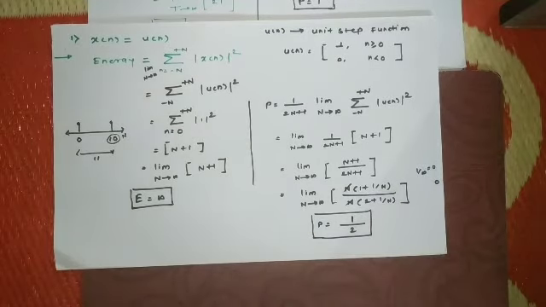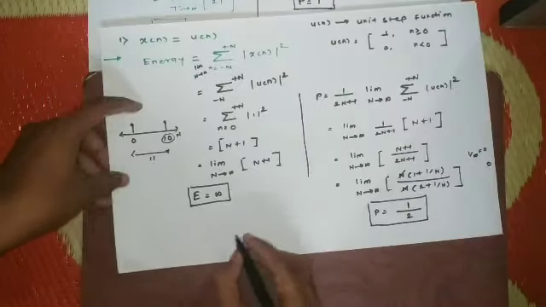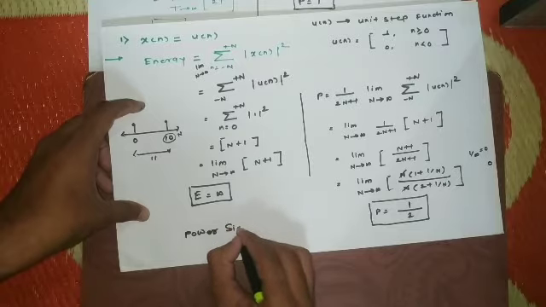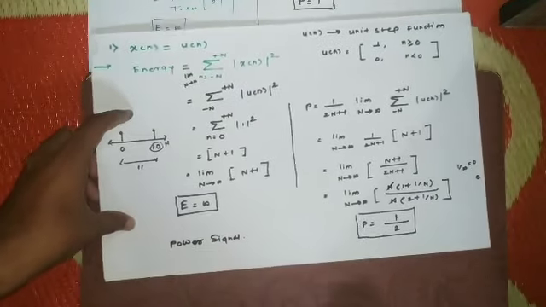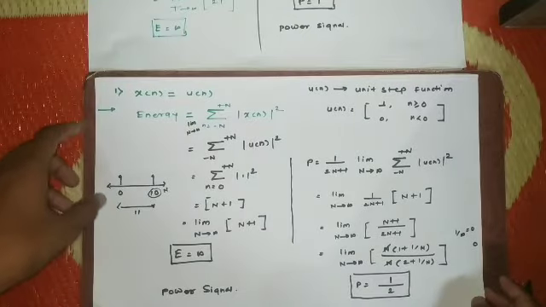Now we'll come to the condition. Power is finite, energy is infinite. That means definitely the given discrete time signal is a power signal. Okay, so this is the solution of the first function, x of n is equal to u of n.